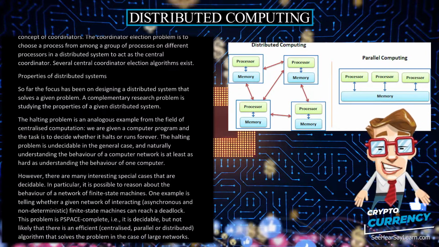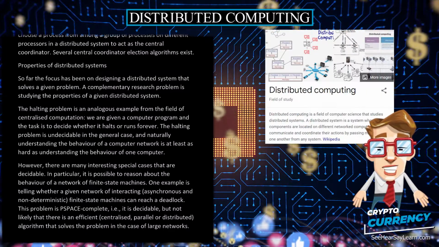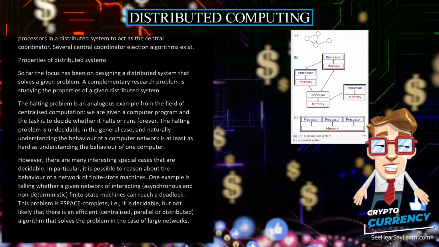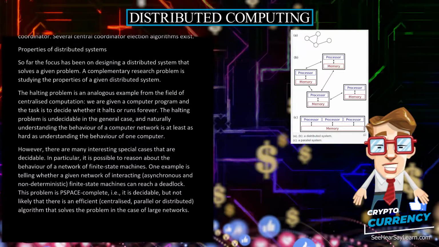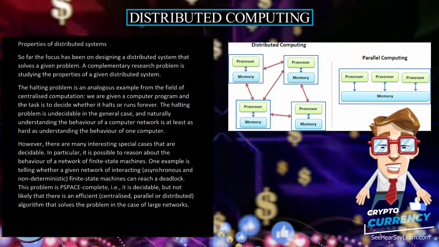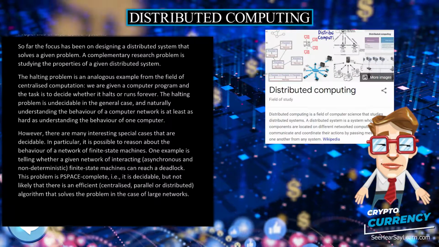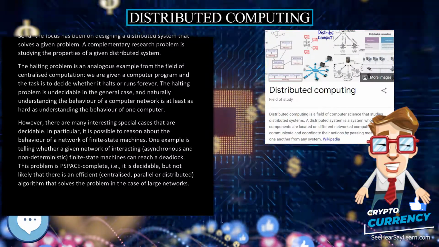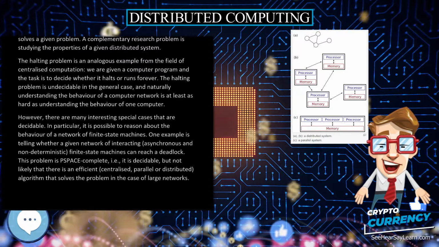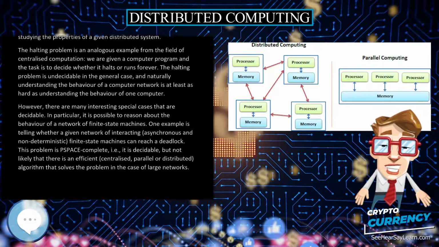In particular, it is possible to reason about the behavior of a network of finite-state machines. One example is telling whether a given network of interacting, asynchronous and non-deterministic, finite-state machines can reach a deadlock. This problem is PSPACE-complete, i.e., it is decidable, but it is not likely that there is an efficient, centralized, parallel or distributed, algorithm that solves the problem in the case of large networks.